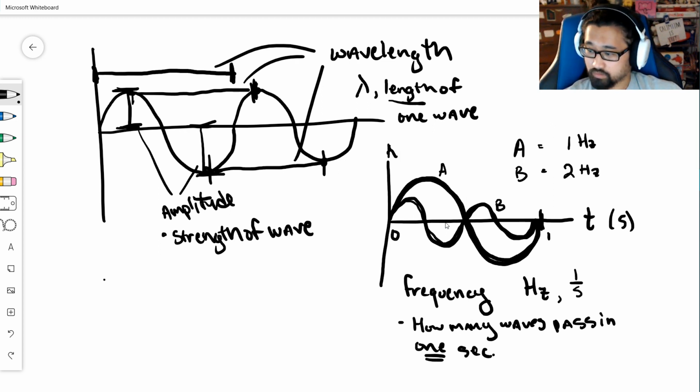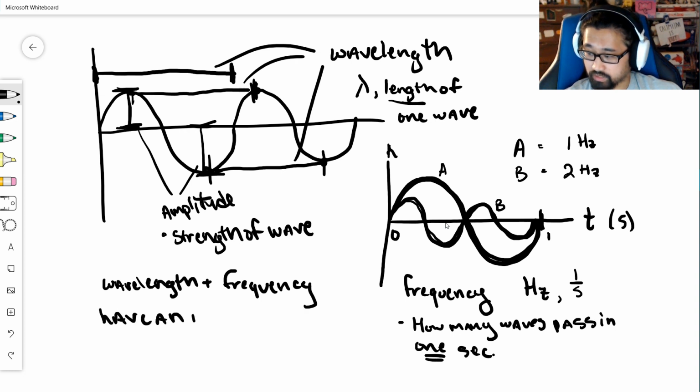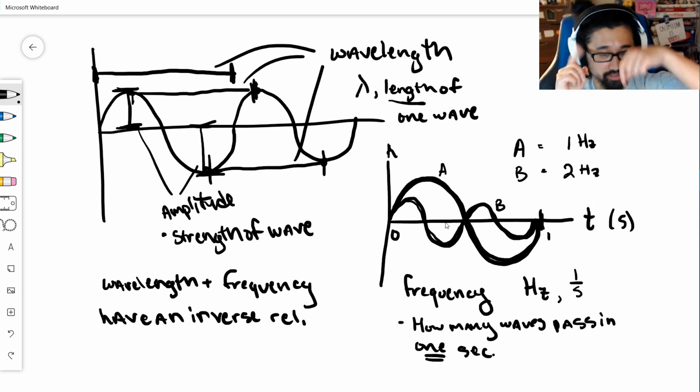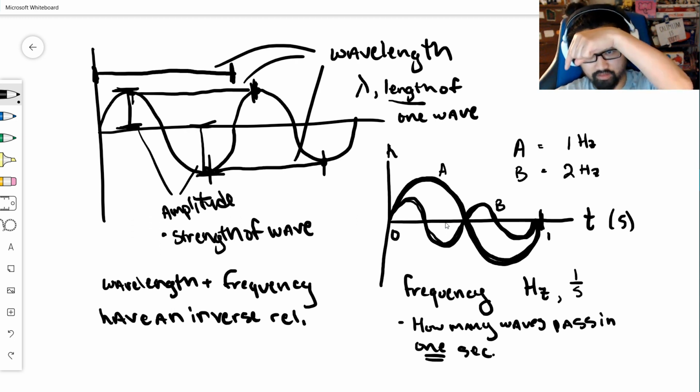So wavelength and frequency have an inverse relationship. Which basically, again, just as if frequency goes up, wavelength goes down, frequency goes down, wavelength goes up. And that's this little picture here, right?